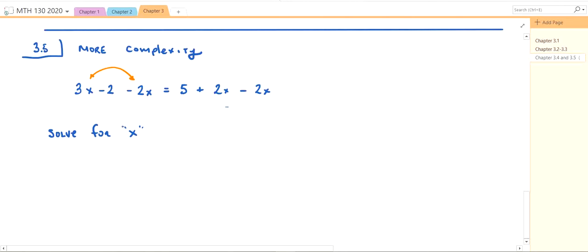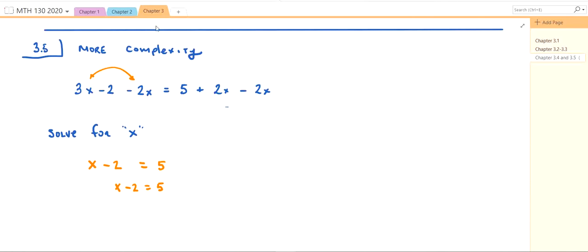So 3x minus 2x is just 1x, or x, minus 2 equals 5 plus 2x minus 2x, which is 0. So, okay, sometimes things are just that easy. x minus 2 equals 5 here.